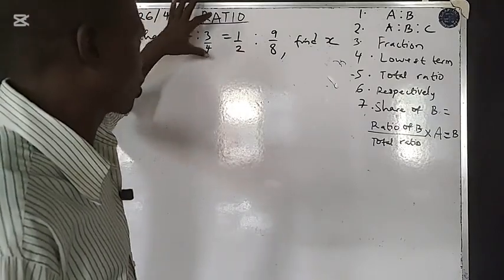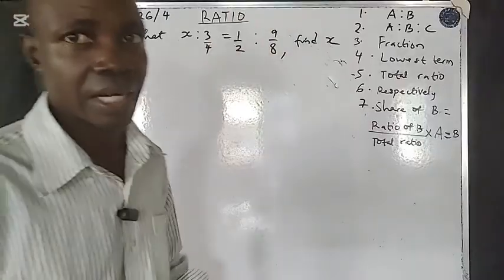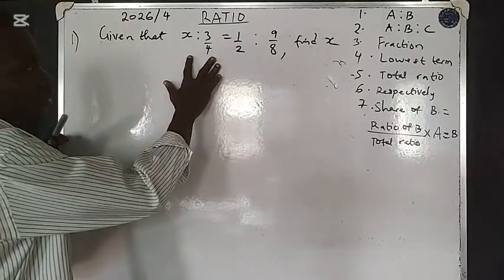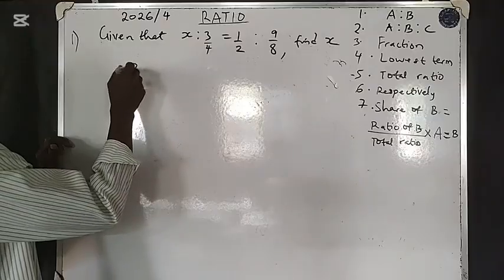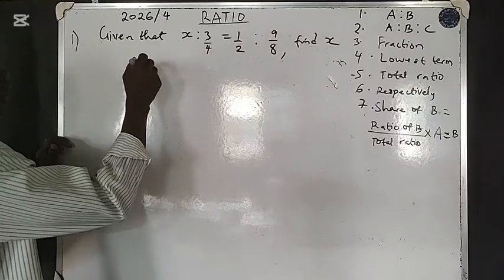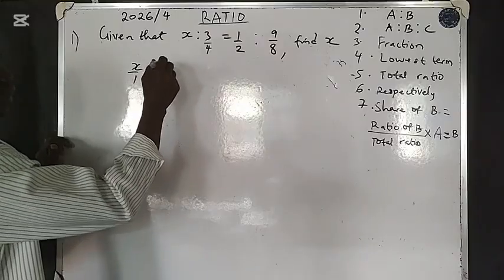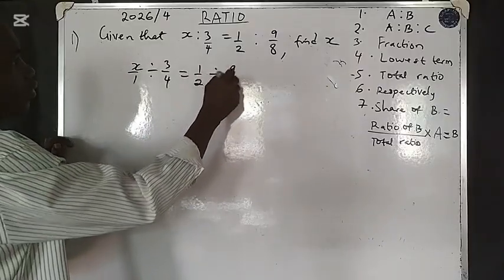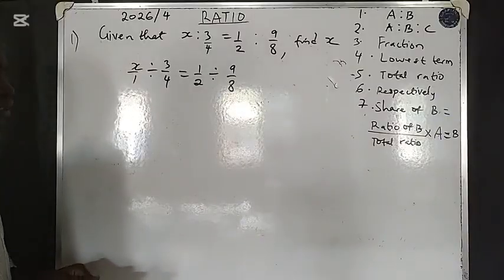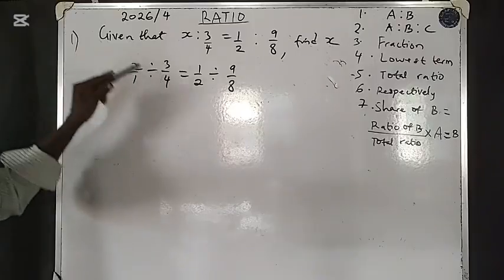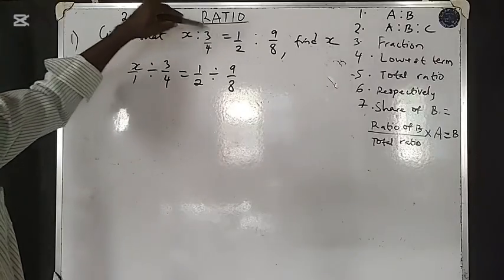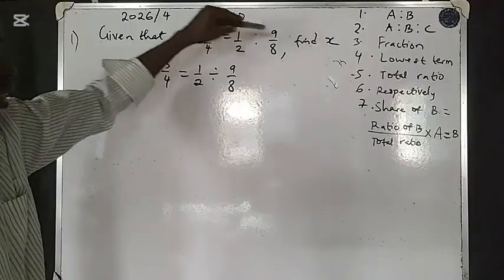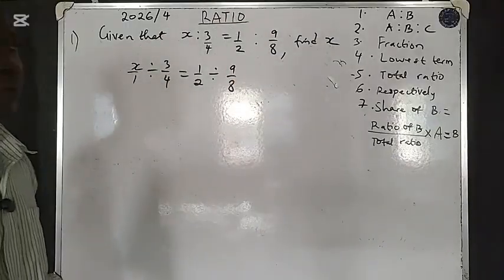So x ratio 3/4 equals 1/2 ratio 9/8, right? Now we agree that a ratio is the same as a fraction, right? So we can simply write x over 1 divided by 3/4 equals 1/2 divided by 9/8. It's simply as that. So we can say a ratio is this over this, which is the same as this divided by this, right?